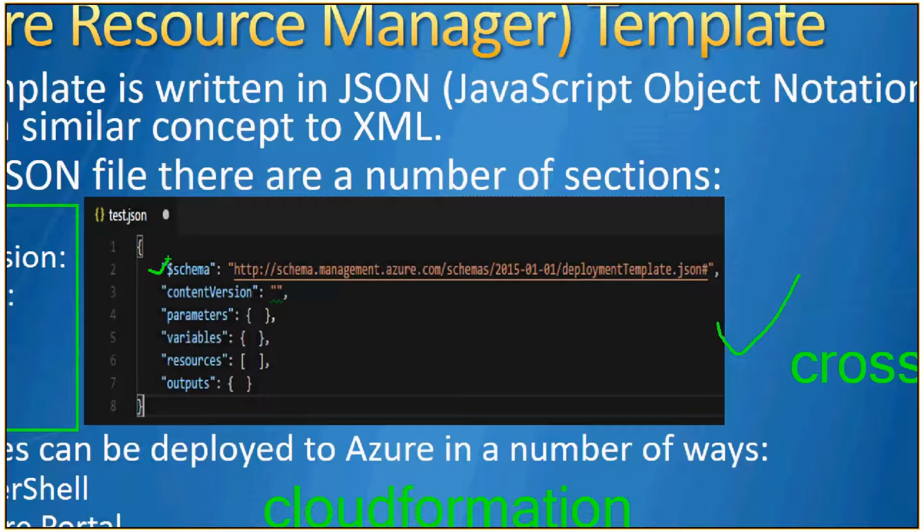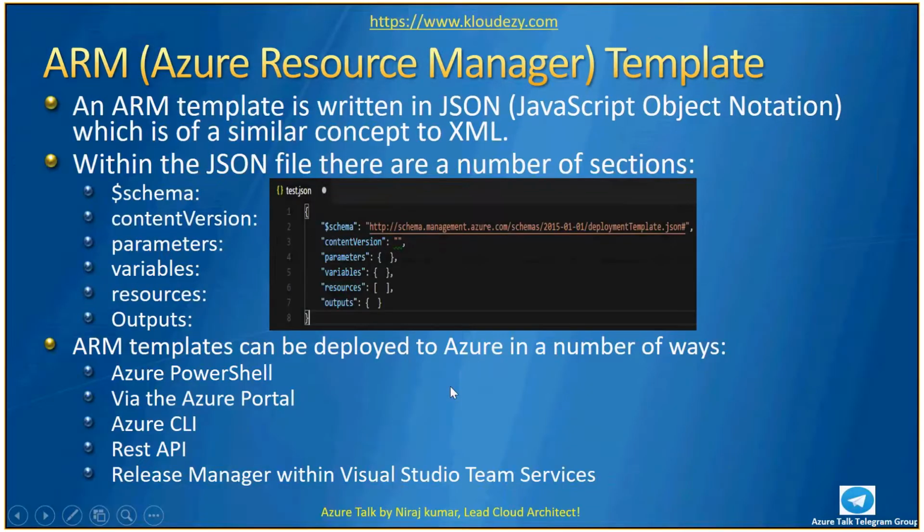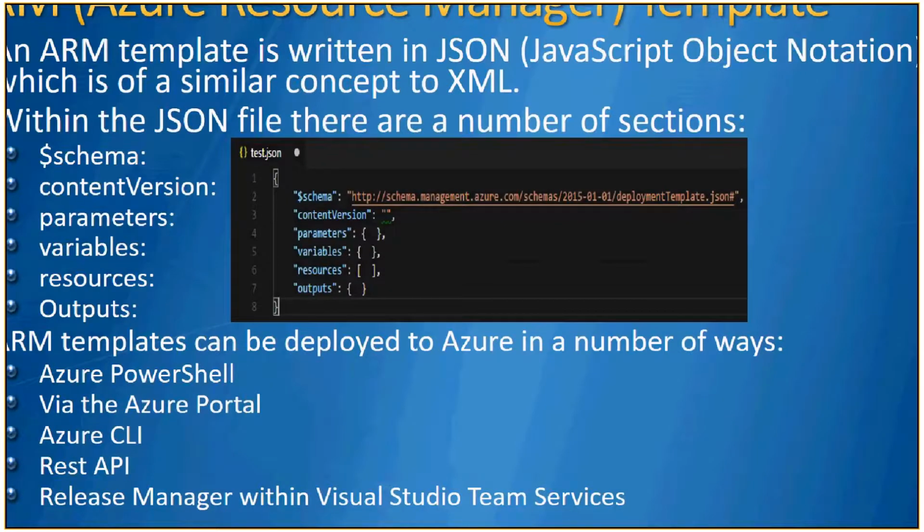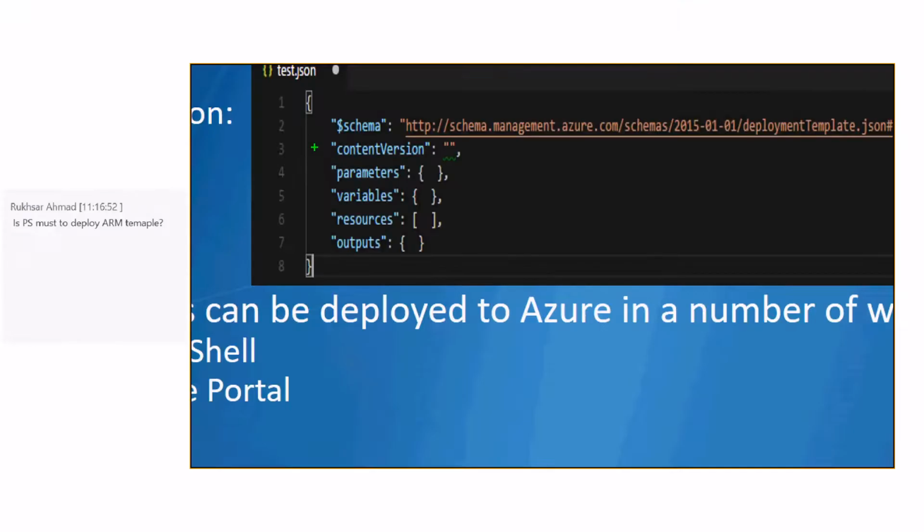Schema is one of the 6 topics, right? So you have schema, then you have content version. So content version is something for you. Because what we are talking about is infrastructure as code, since it is code, it must have a version. So content version is something you will be defining, just a way of versioning your code. Suppose you are just starting with it, so you might version it as 0.1, and then once you have deployed it, you might version it 1.0.